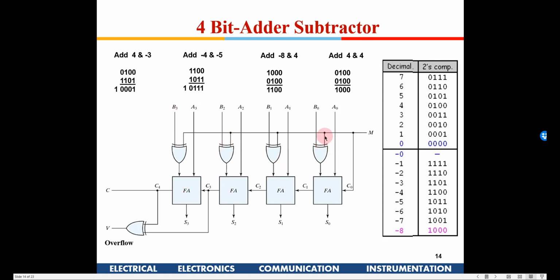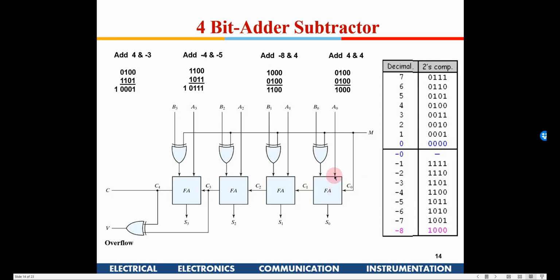Let me explain it once more. If in the XOR gate one input is 0, then 0 0 will produce 0, and 0 1 will produce 1. So if M is equal to 0, all these gates will become transparent. So I have A0, B0, A1, B1, A2, B2, and A3, B3, and this will add these data as they are. And the carry in, you are giving it 0.